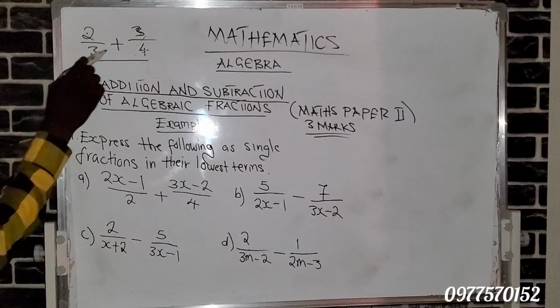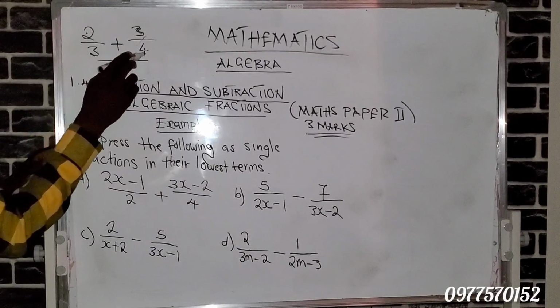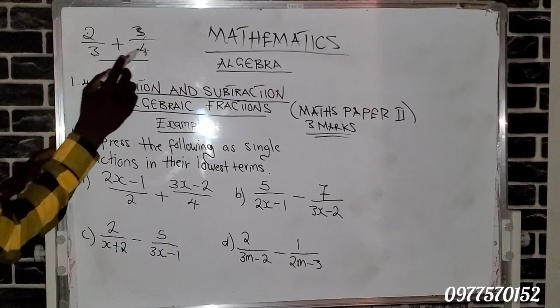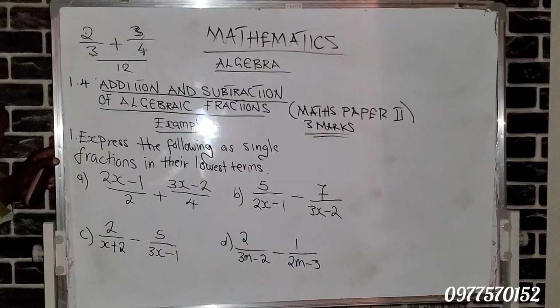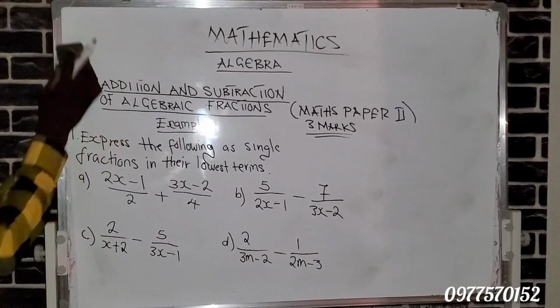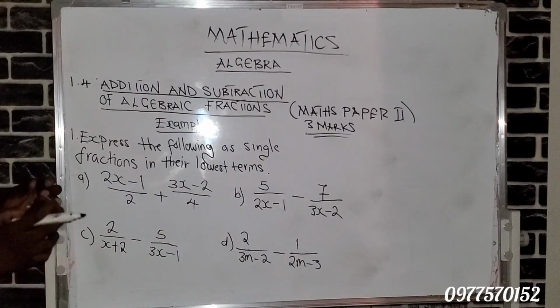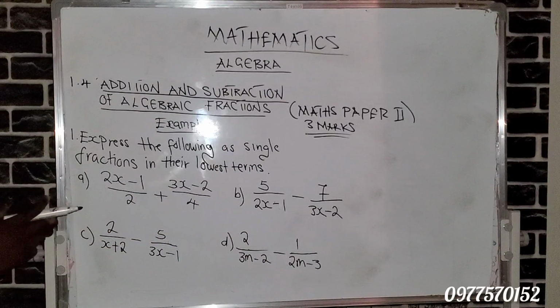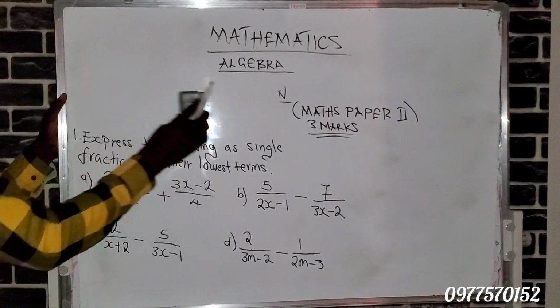If you have an odd number and an even number, you can multiply 3 times 4, 12. Then you can do your calculations. Exactly. So that's exactly what we're going to do with these fractions here. Let me create space here so that we solve the first one.